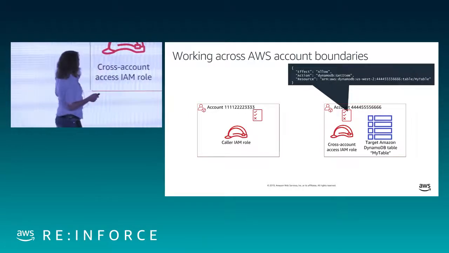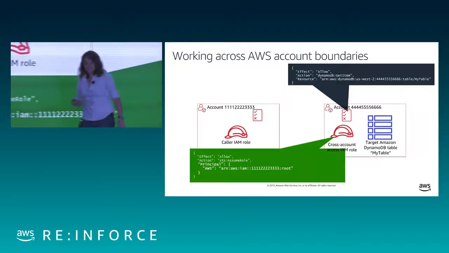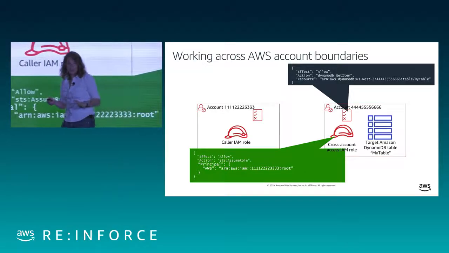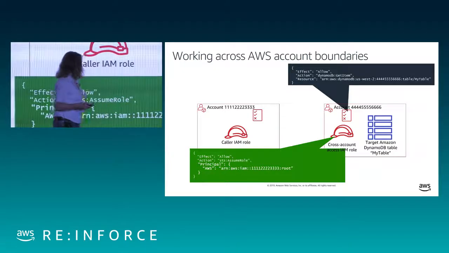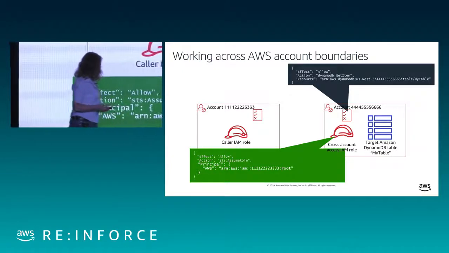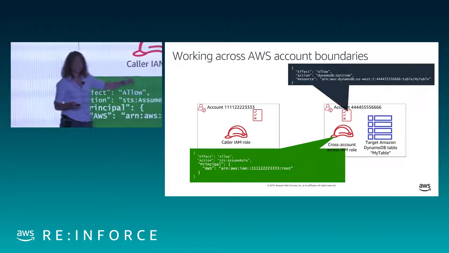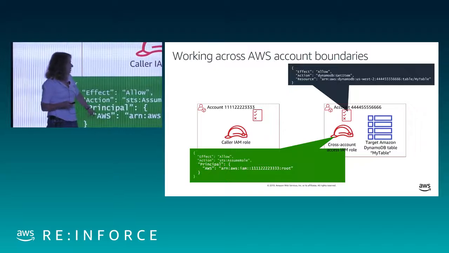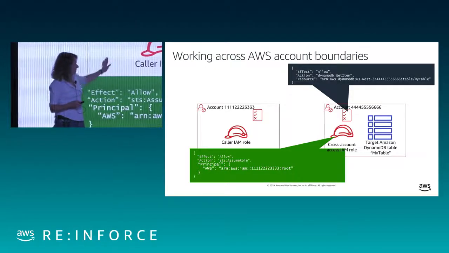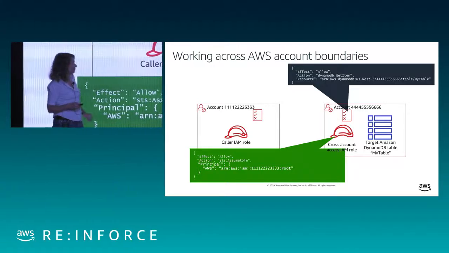Now, of course, how do you get into this role from over here? IAM calls this a trust policy, but really it's another resource-based policy like the one you just saw in S3. What does this say? This one says AssumeRole. That's the action you take when you assume a role. I'm going to trust the root of this account. Again, I'm going to trust this account to say who can get into this role. So I'm going to trust this other account.